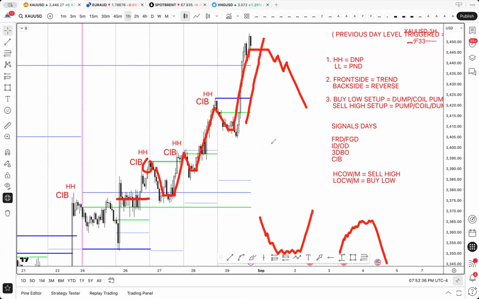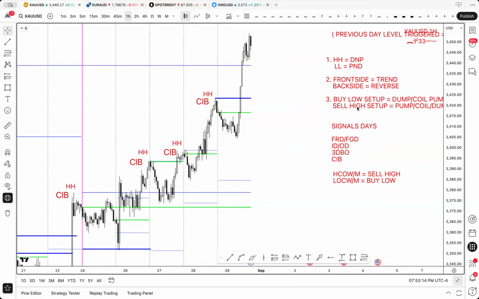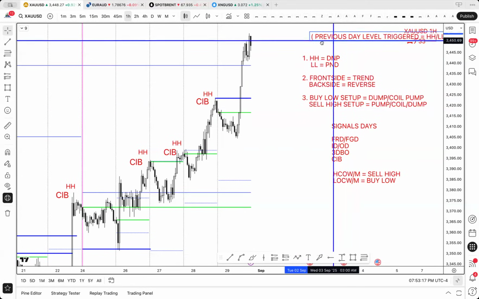So if they do reverse, this is what they're going to do. On the backside, they're going to break down, give lower lows, on the backside. That is the recipe for, you guessed it, pump and dump. Backside equals reverse. The sell high setup is a pump coil dump. Signal days, one of these. Now, I'm not going to go over this just yet. We're going to add that as our understanding grows. But remember, the market can only do three things.